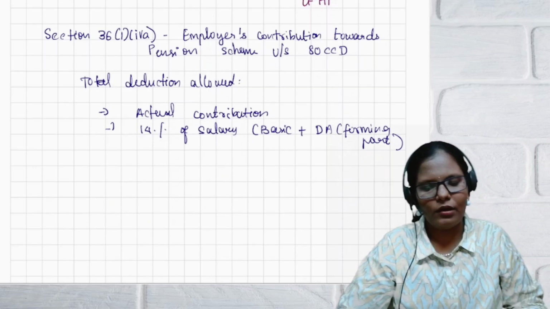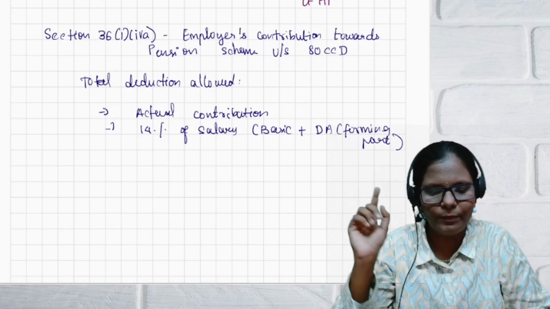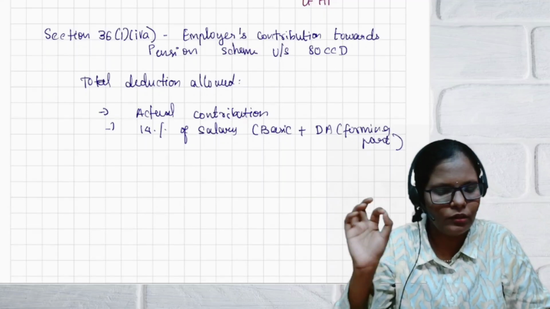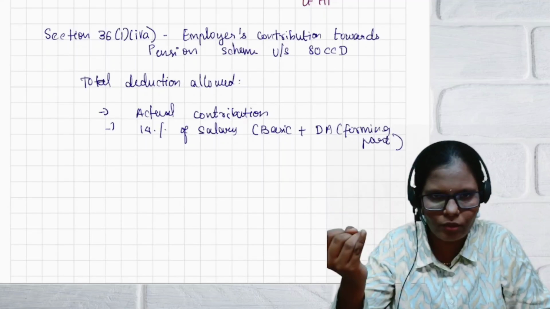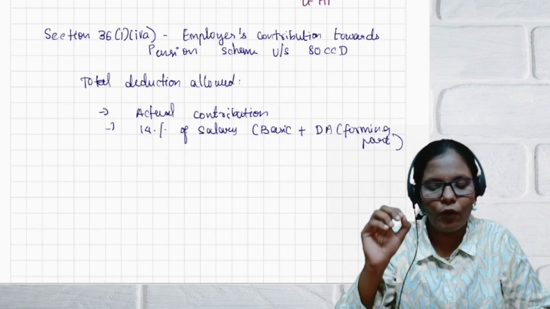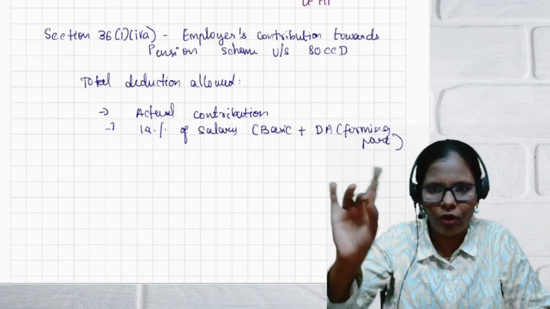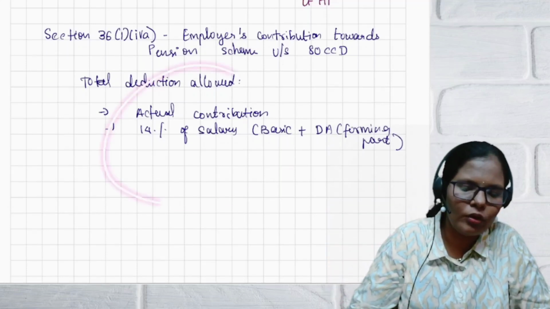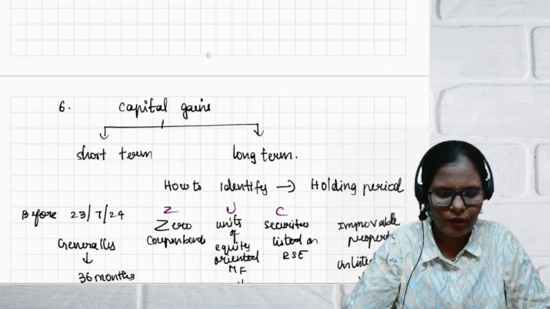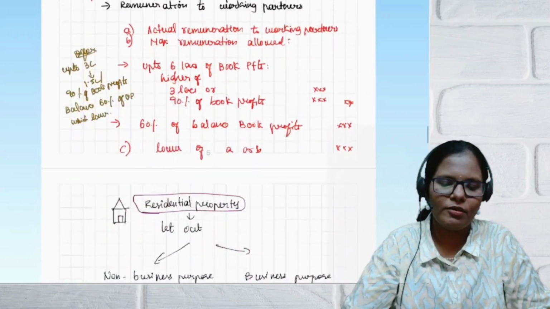Then next, section 36(1)(iva), employer's contribution towards the pension scheme under section 80CCD. In this, the total deduction allowed is the actual contribution, how much the employer actually contributed, or 14% of salary. Salary means basic plus DA forming part of retirement benefits. Whichever is lower will be allowed as deduction. These are the amendments in the PGBP chapter.